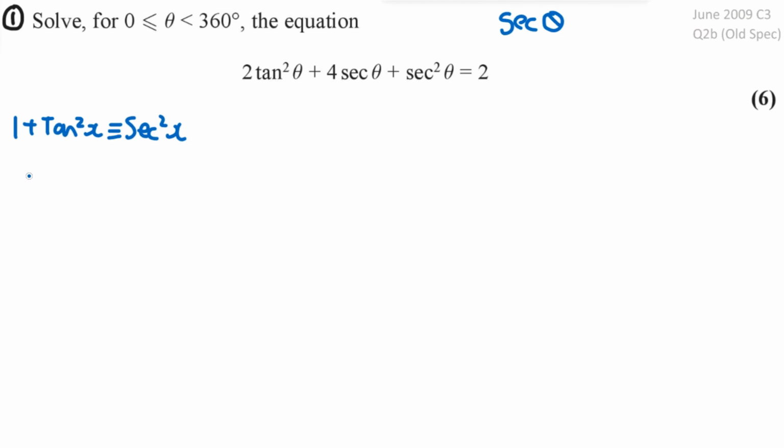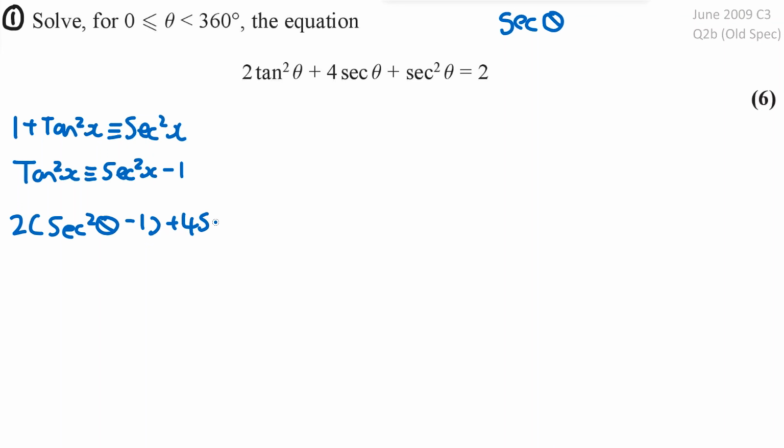And moving the 1 onto the other side, we get that tan squared x is equivalent to sec squared x minus 1, and then sub this in for tan squared theta. So it becomes sec squared theta minus 1 plus 4 sec theta plus sec squared theta is equal to 2, and then expand the brackets so we get 2 sec squared theta minus 2.